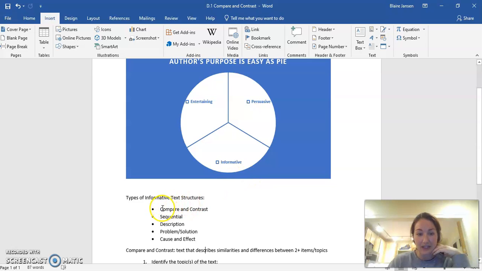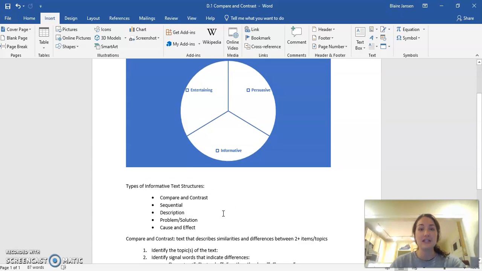Today, we're going to zoom in on comparing and contrasting. Most of you all know exactly what this is. You could probably do it in your sleep. For those of you who don't, comparing and contrasting is a type of informative writing where our author is giving us a topic, in most cases 2 or more topics, and explaining the similarities and differences between those 2 topics.